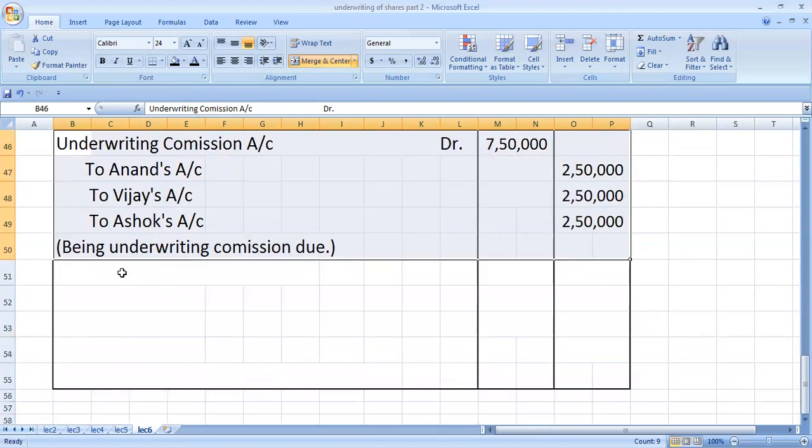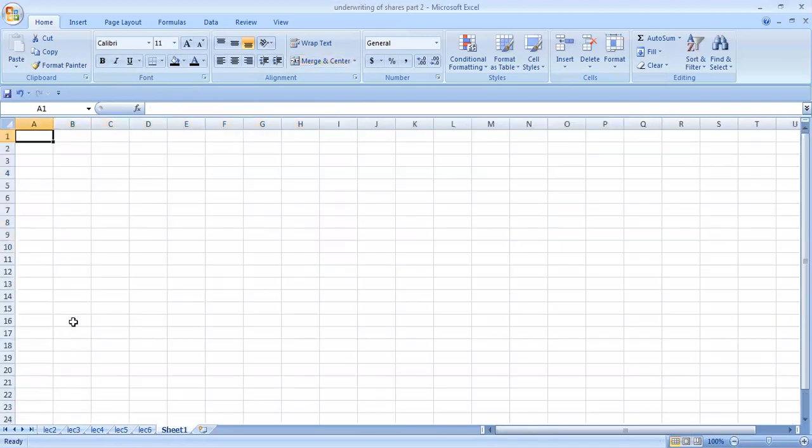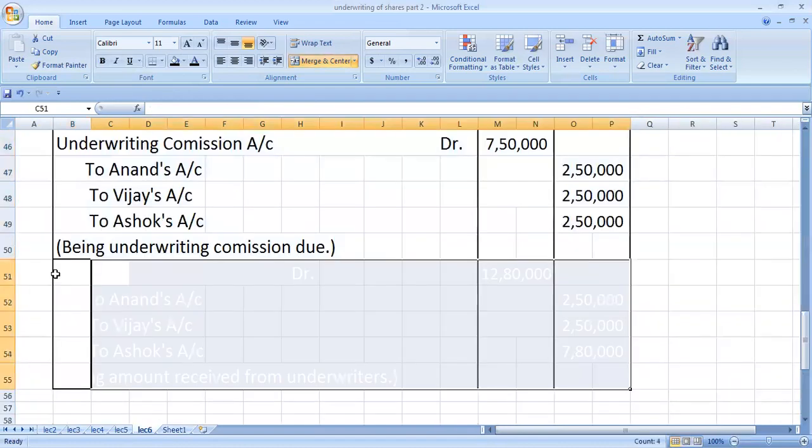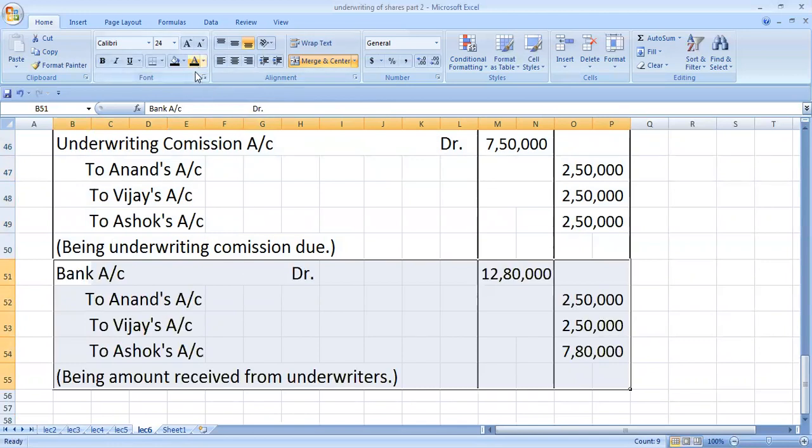Now let's see the third journal entry you will have to pass in the books of the company, for the payment of the balance amount paid by the underwriter to the company. So how will be the journal entry? Bank account debit to underwriters account. So underwriters are the givers of the money and the company is the receiver. The bank is the receiver of cash.